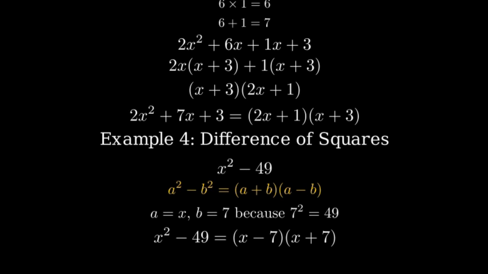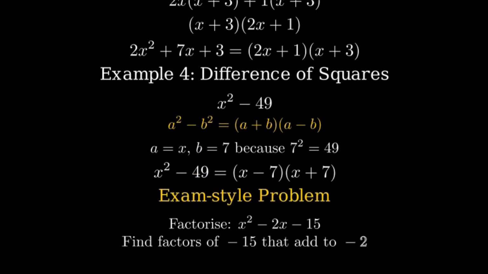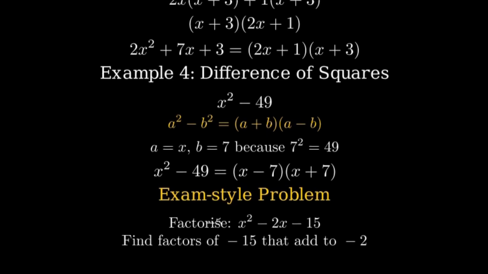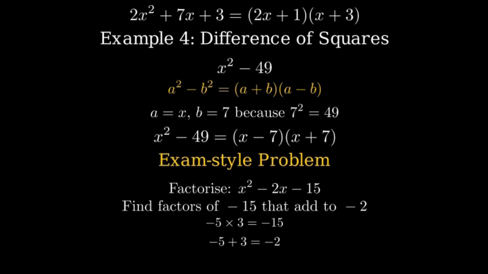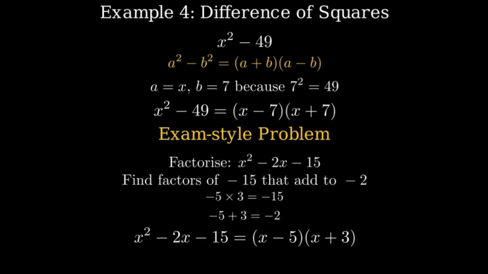Let's try an exam-style problem. Factorize the expression x squared minus 2x minus 15. We need to find two numbers that multiply to give negative 15 and add to give negative 2. These numbers are negative 5 and positive 3, since negative 5 times positive 3 equals negative 15, and negative 5 plus 3 equals negative 2. So, x squared minus 2x minus 15 can be factorized as (x minus 5) times (x plus 3).